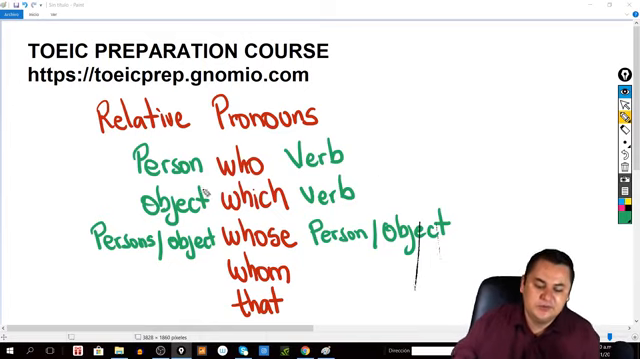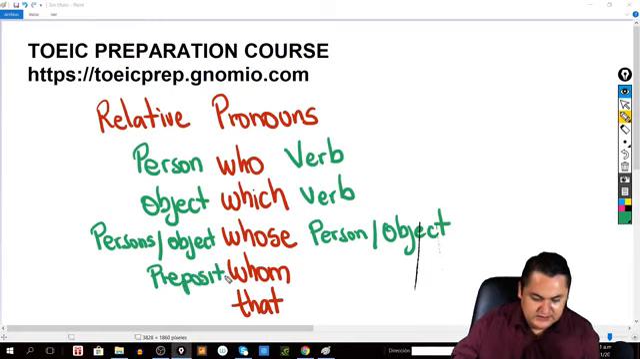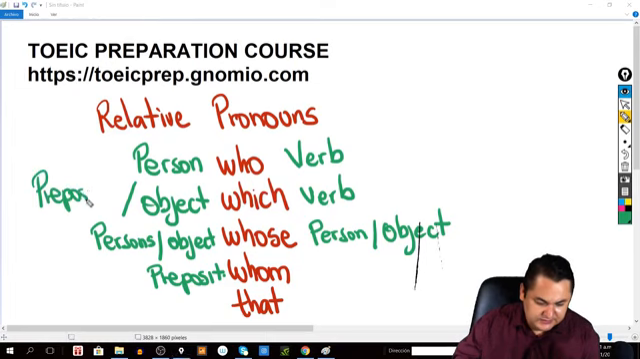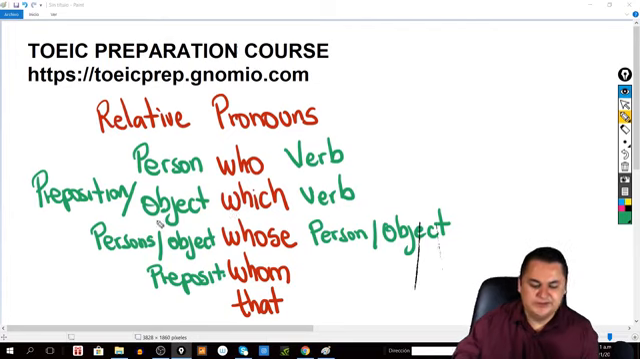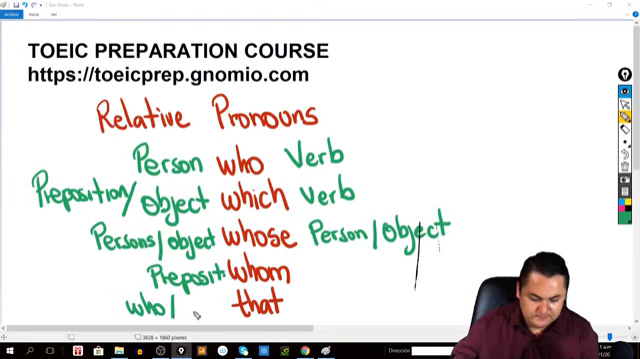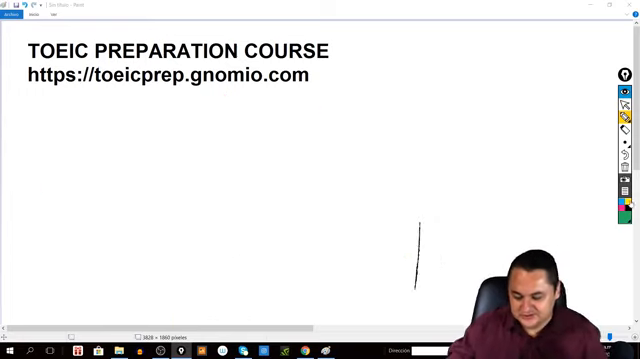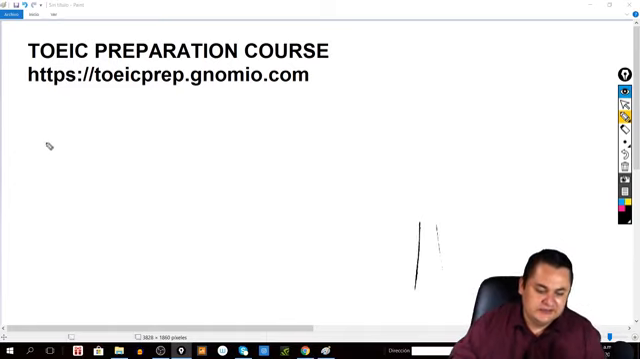Whom is similar to who. The only difference is that whom comes after a preposition, and that's how I can identify it. There is another one that comes after a preposition, and that is the word which. So here is preposition plus which, or object plus which, and then the verb. That can either take who or which. Many rules, huh? Let us try to present some examples for easier understanding.